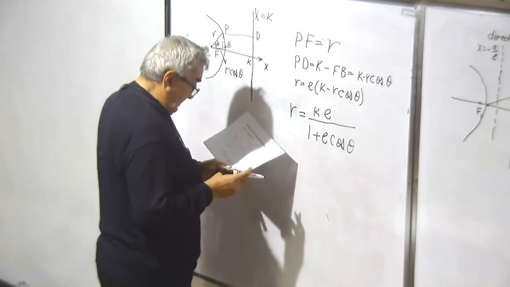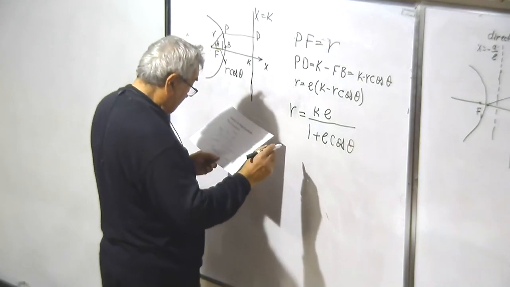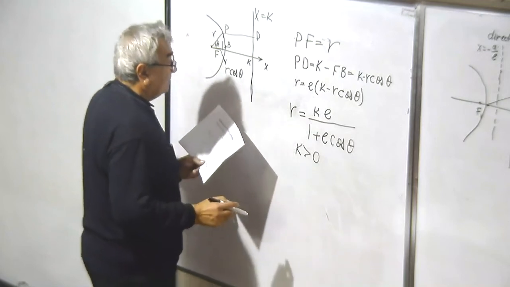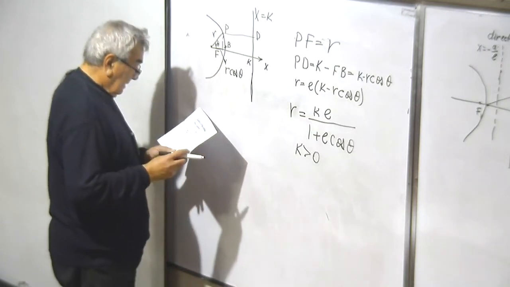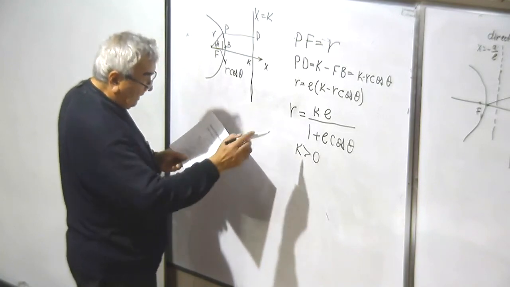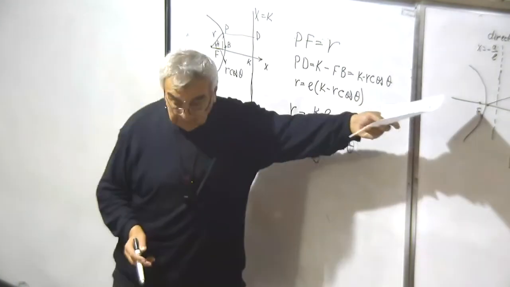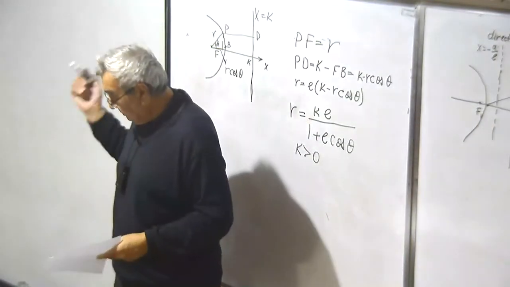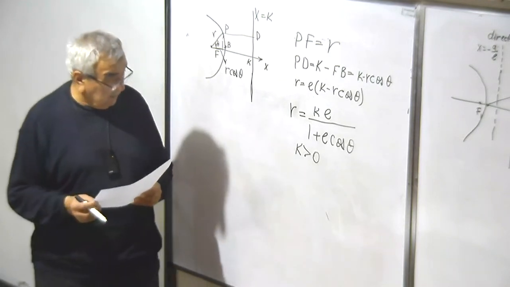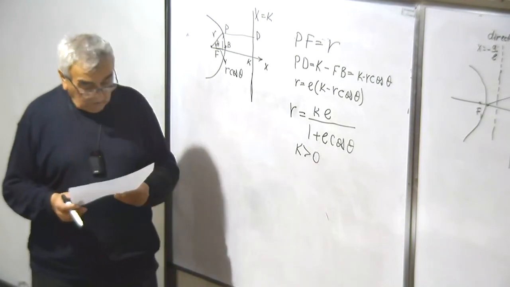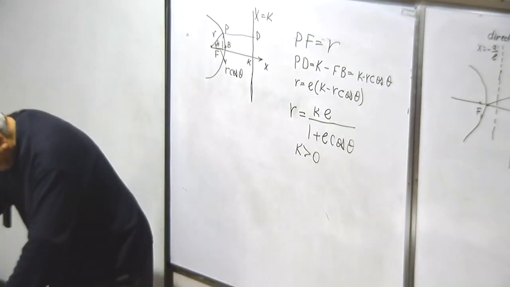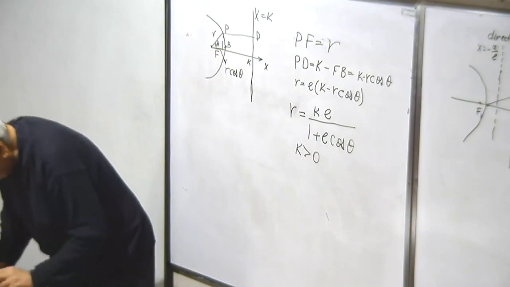That means k is larger than 0. Only for parabola and ellipse is it necessary to find this distance k. It depends on whether it is an ellipse or a parabola. For a parabola, e should be 1. That's all for today.